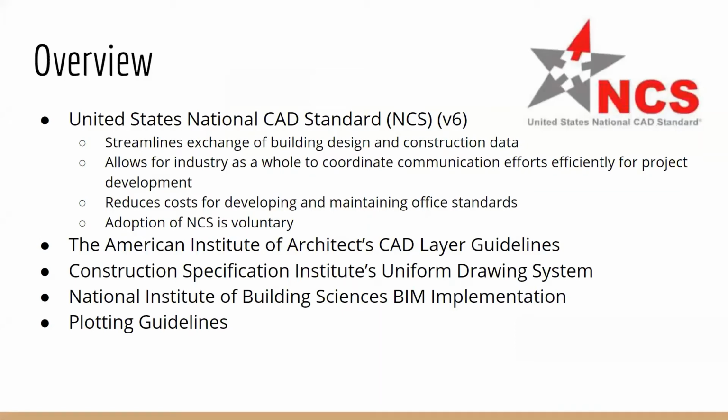So the current version of the United States National CAD Standards is version 6. The standards streamline exchange of building design and construction data. It allows for the industry as a whole to coordinate communication efforts efficiently for project development. It reduces costs for developing and maintaining office standards, and adaptation of the National CAD Standard is completely voluntary.